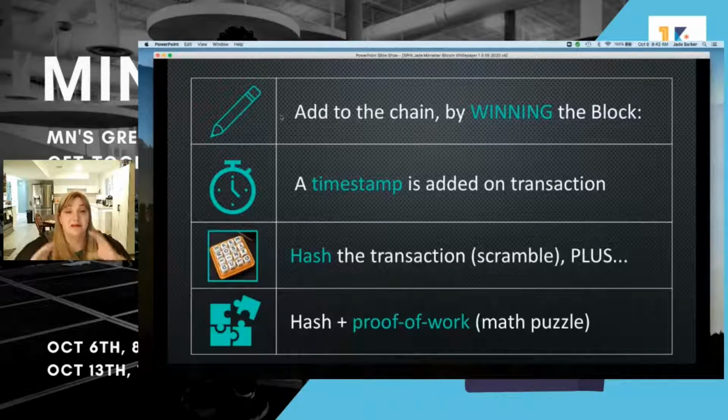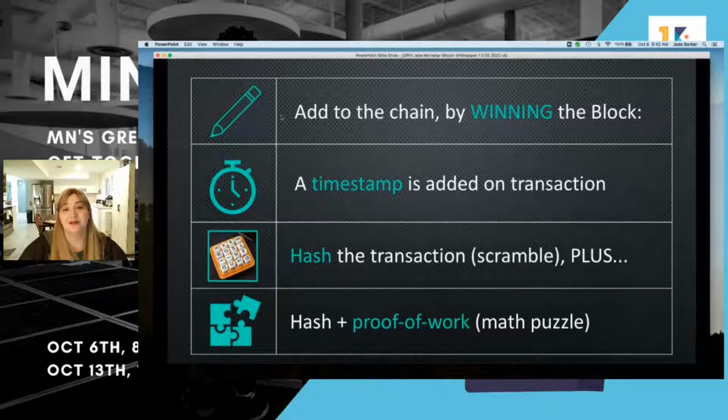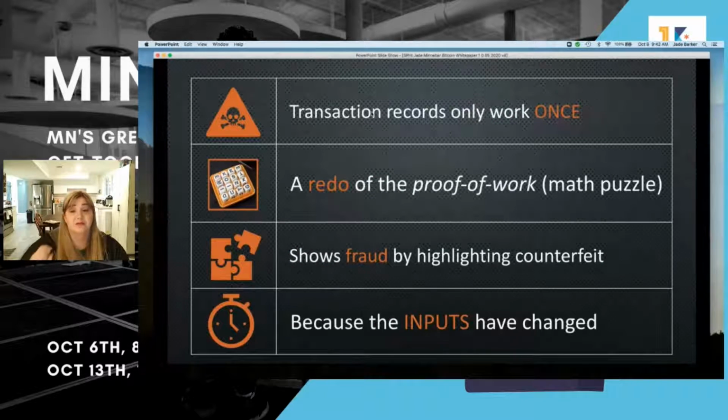So in order to even add blocks to the chain, you have to win the chance to do that. The timestamp is added to a transaction, the hash happens, and then that hash has to be completed with a proof of work. You have to solve a puzzle, and you have to be the best winner of that puzzle in order to be allowed to add a block of transactions into the blockchain.